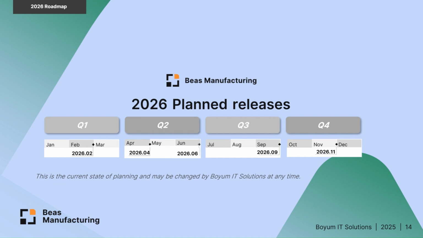This concludes our introduction to the 2025.11 version of Beas Manufacturing. According to our release roadmap, our next version will be 2026.02, to be released at the end of February 2026.